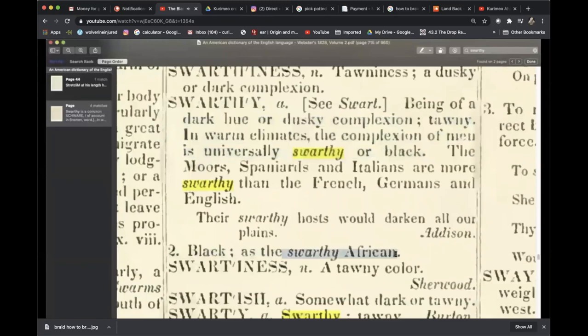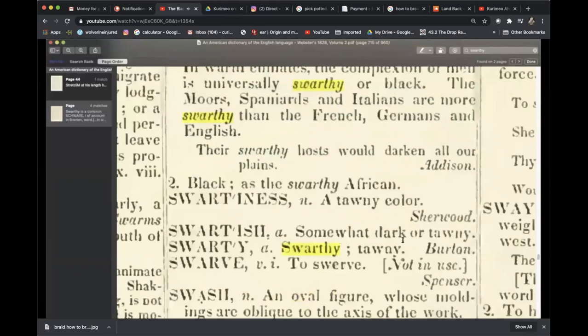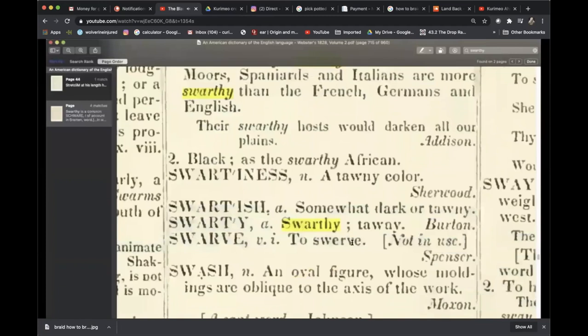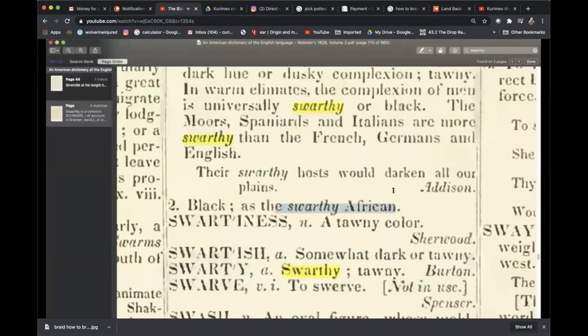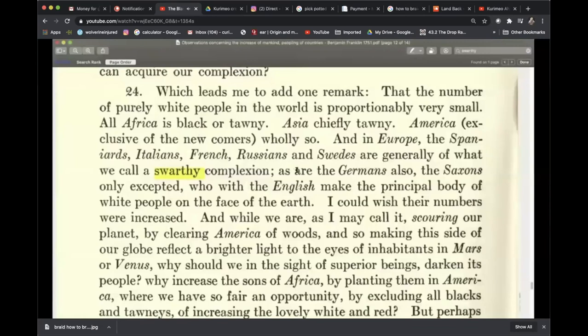Swarthy is a tawny color. Swartish, somewhat dark or tawny. So you get the picture. So an African is Swarthy, black. So again, Benjamin Franklin said that in Europe, the French, Italians, Spaniards, and Swedes are generally of what we call a Swarthy complexion, black complexion, as are the Germans. So who are the real Quakers and Puritans that were coming over here?